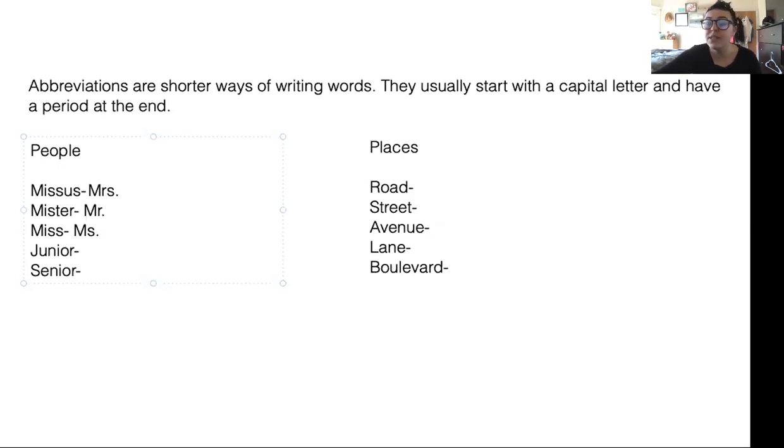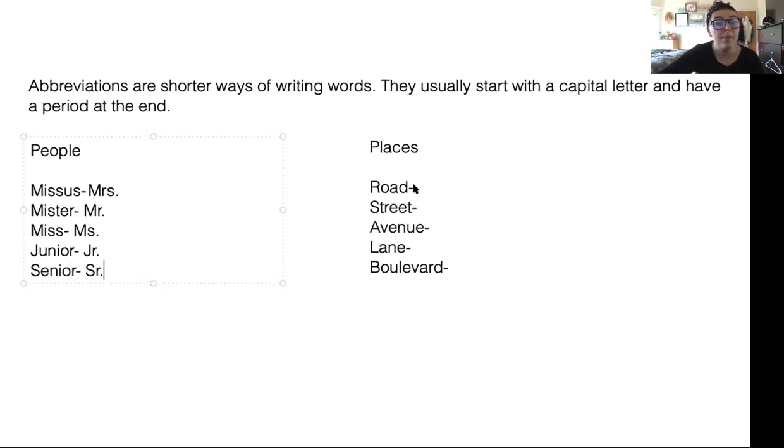Junior. So if you have the same name as your dad or your mom, the same exact name, first name, middle name, and last name, you're Junior. And we abbreviate Junior J-R. So if I was Courtney Riza Jr., my mom would be Senior, and that would be SR. So Junior is the kid and Senior is the parent. So these are some abbreviations we use for people.